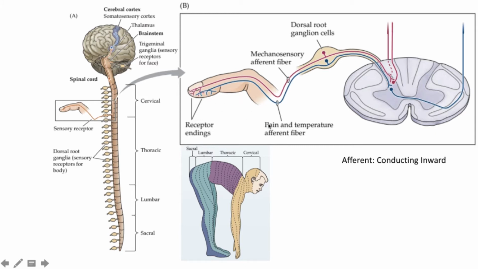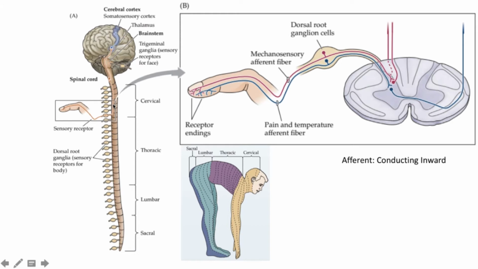And the other one is the pain and temperature afferent fiber, which senses if there is some cutting or bruise, so the pain, or if there is a temperature. So this is what carries it, and then the blue ones also go through, both of them go through the dorsal root ganglion cells, and you can see this dorsal root ganglion here.